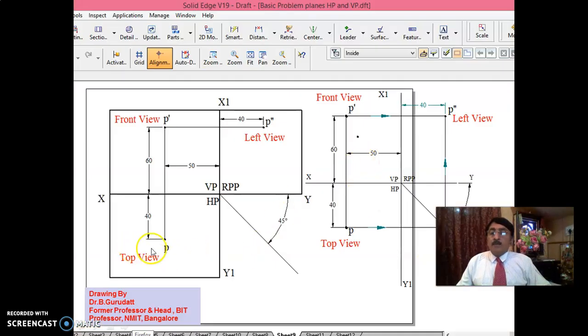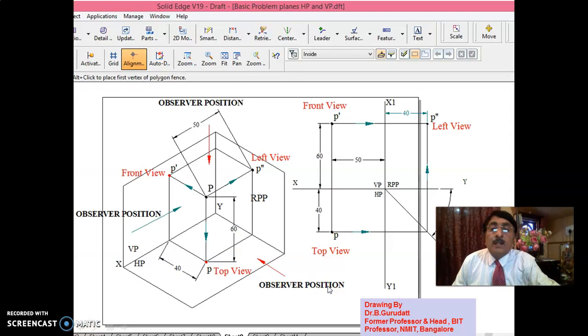See here, I have just now told you the concept of right profile plane. As you know here, this is the VP, this is HP and this is RPP. That means intersection of VP and HP is XY line and intersection of VP and RPP is X1 Y1 line. That is what I have written: XY line is VP and HP, X1 Y1 line is intersection of VP and RPP.